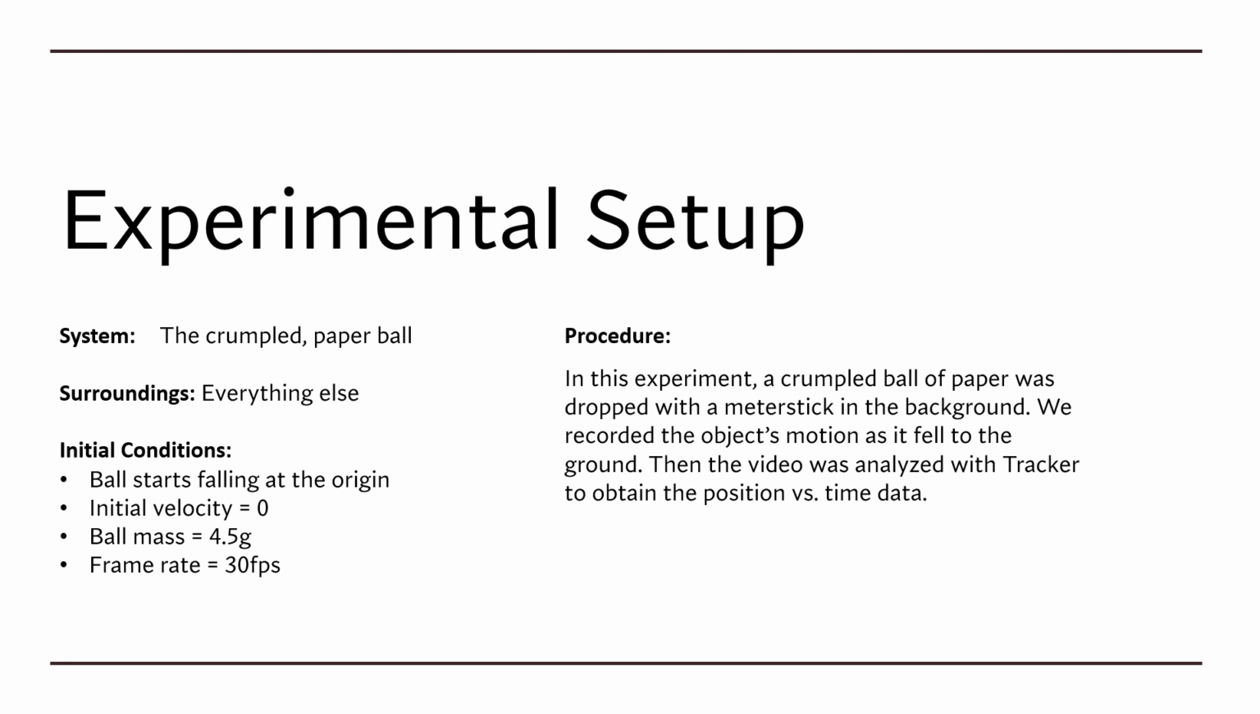In this experiment, a crumpled ball of paper was dropped with a meter stick in the background. We recorded the object's motion as it fell to the ground. Then the video was analyzed with Tracker to obtain the position versus time data.